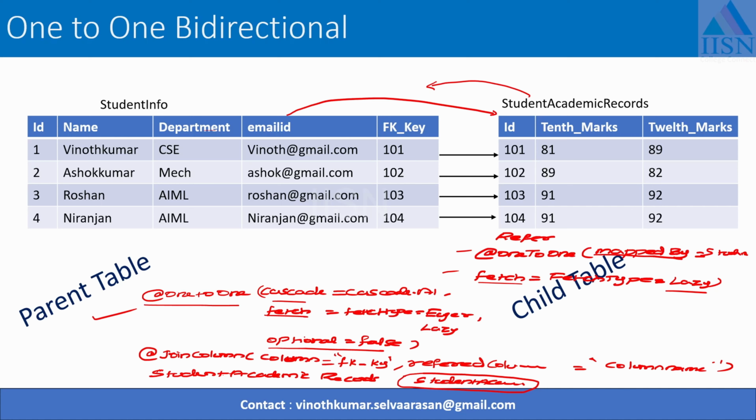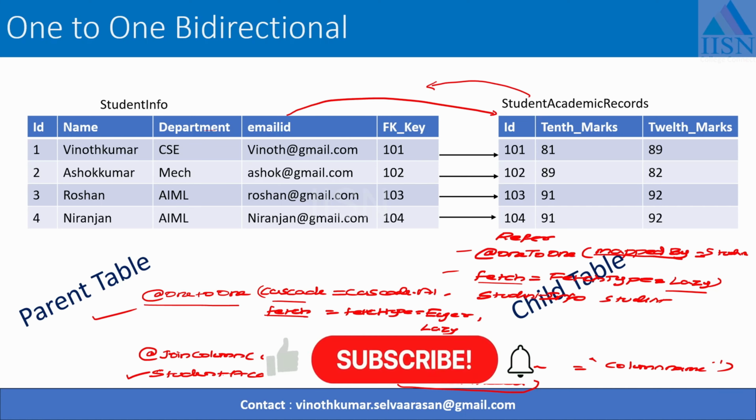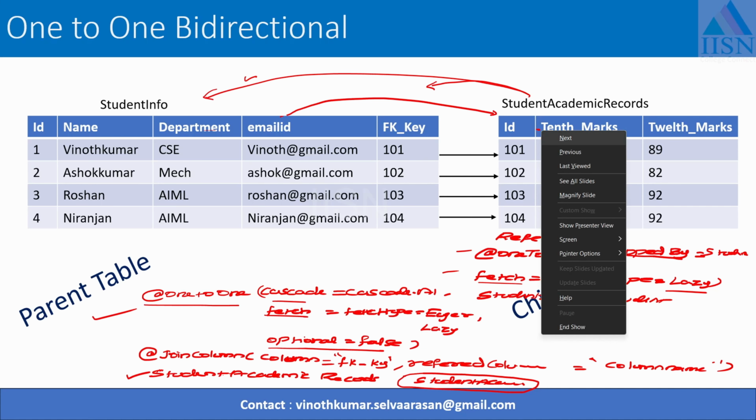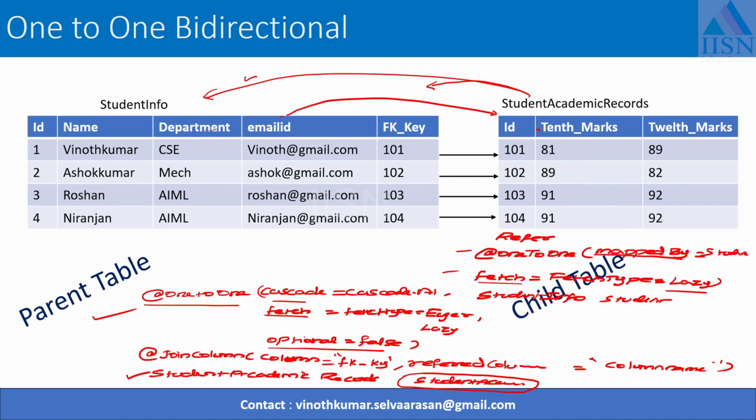Under this annotation, we need to mention the parent class name, student info. In the parent class, we mention the child class name, right? In the child class, we need to mention the parent class name. So student info, student info. So in the bidirectional way, the child class knows the relationship to the parent class, and the parent class knows the relationship to the child class. That is what bidirectional is.